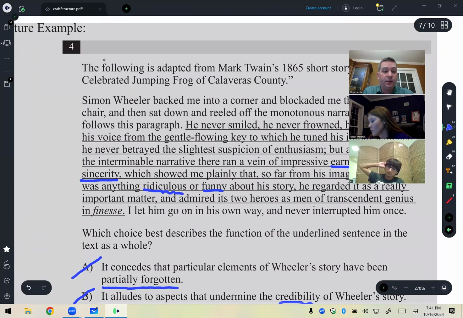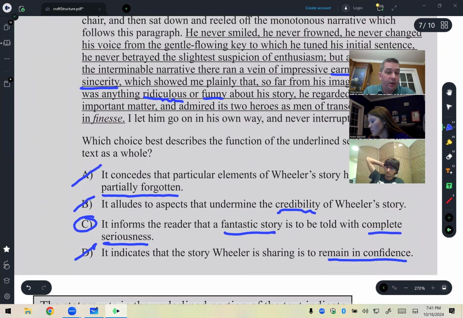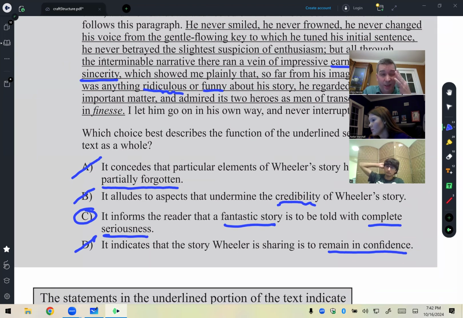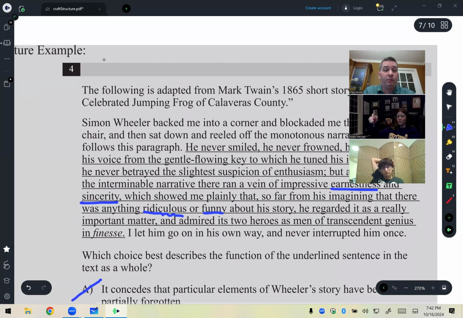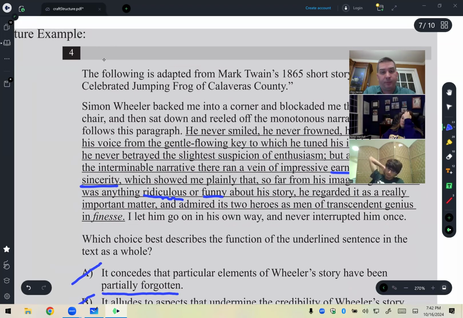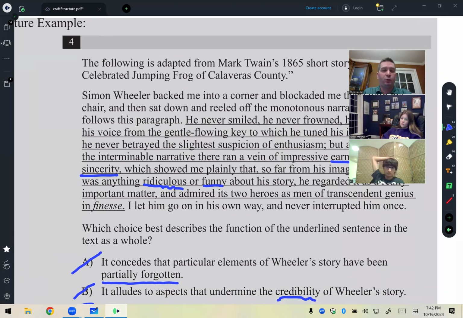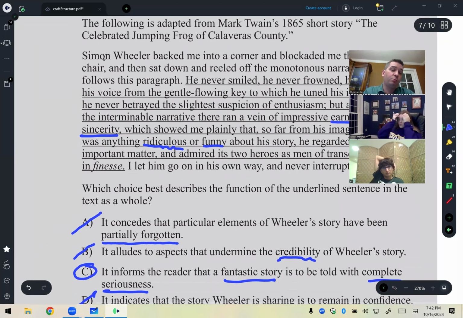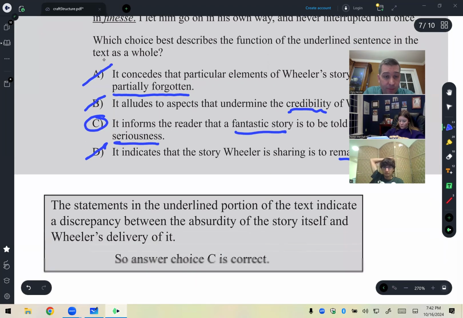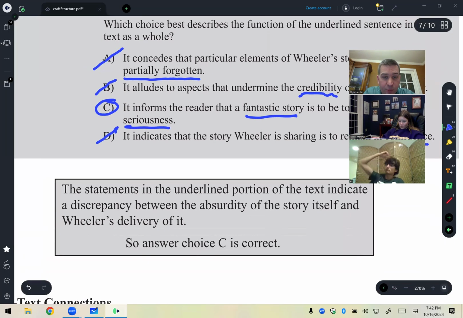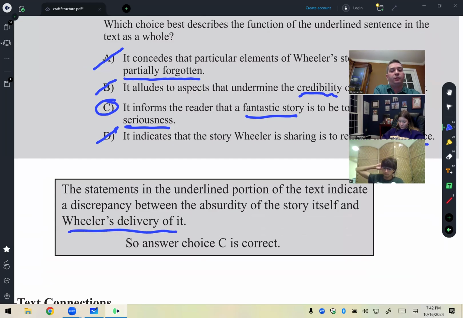And I could see the setup here. So we're going to get a crazy story that is told with complete seriousness. And there are enough context clues here to determine that what follows is going to be a silly story. So Mark Twain is setting up a contradiction here for humor. We often find humor in contradiction, I should say. All right. So there's a discrepancy between the absurdity of the story itself and Wheeler's delivery of it. He's saying he's going to tell a crazy story with a straight face, essentially. And we know that just from that underlined portion.